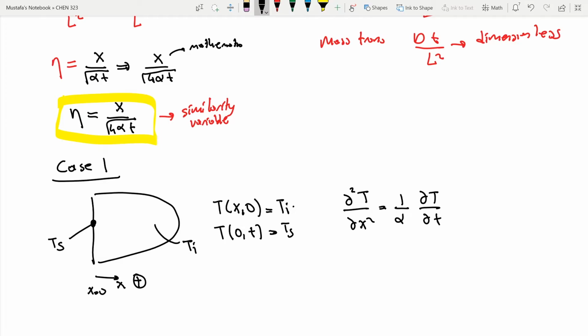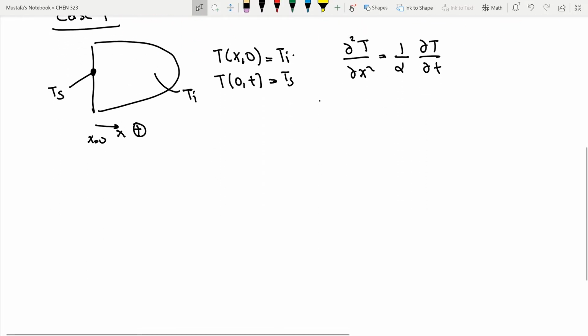I would like to write these terms in terms of the similarity variable now. So I don't want to have temperature; I would like to work with the similarity variable. To do that, I need to use the chain rule. So I need to express the other terms in terms of the similarity variable. My goal is to express the other variables in terms of the similarity variable now.